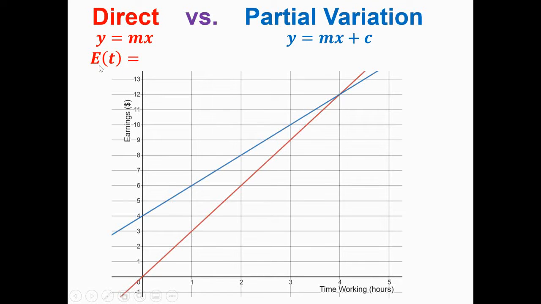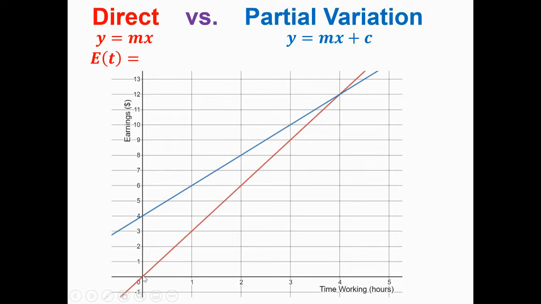So looking at that one, in function notation, I wrote E of t. That means earnings based on time. So earnings, y-axis, t, x-axis, that's what we have. What is the equation of this one here? Again, we don't have a y-intercept because it's 0. All we need is m, the slope. So what is the slope of this one? How much are we earning per hour?